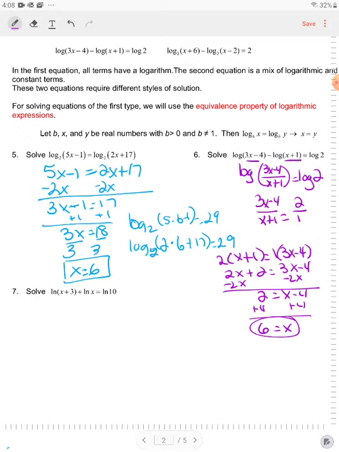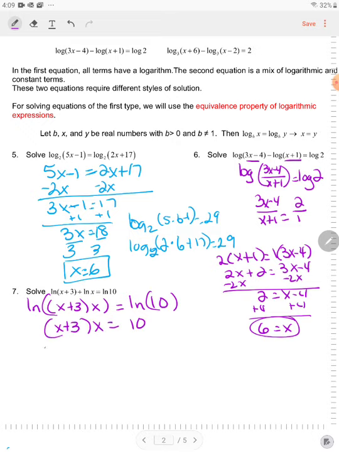Okay, number 7 is natural log with base e. So again, single logs. This is ln, addition goes to multiplication, of x plus 3 times x equals ln of 10. So again, the arguments have to be the same. This becomes x plus 3 times x equals 10. Distribute: x squared plus 3x equals 10.